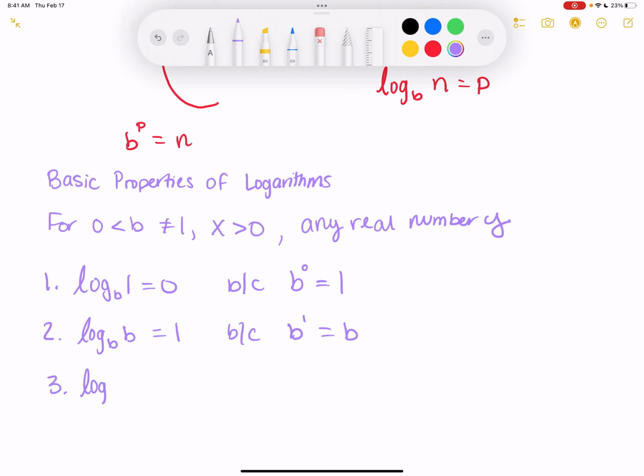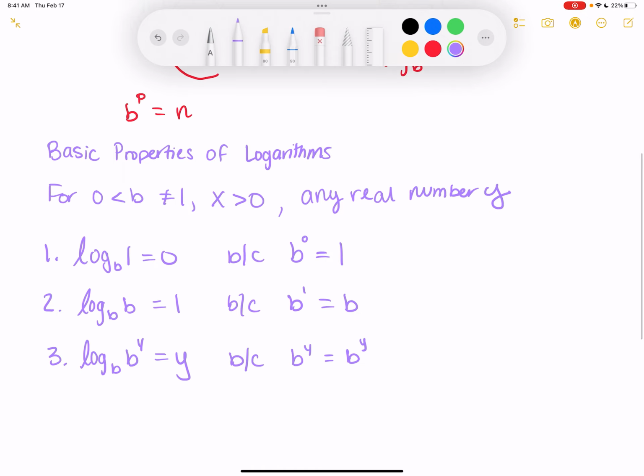Three, log base b of b to the y is equal to y because b to the y equals b to the y. Four, b to the log base b of x is equal to x because log base b of x is equal to the log base b of x.